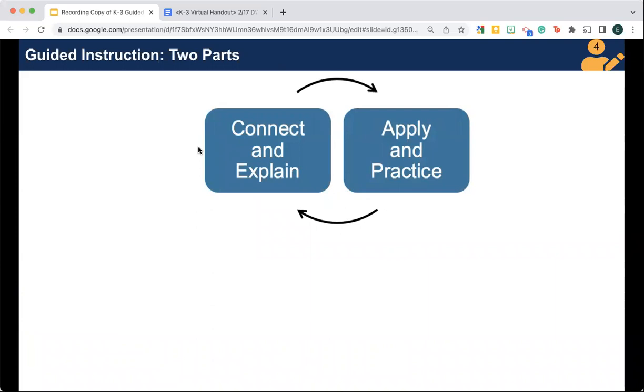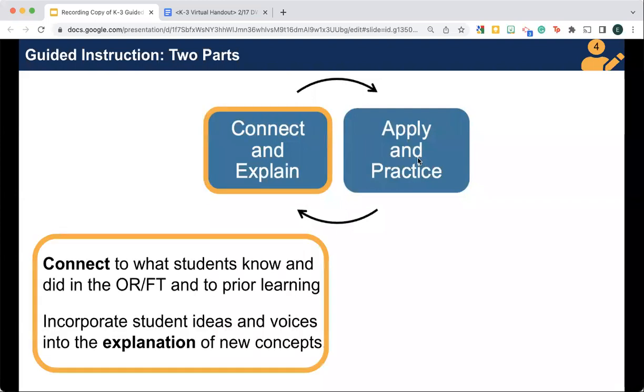In the video, she talked about guided instruction as having 2 parts: connect and explain, and apply and practice. Connect and explain is that part where the teacher models or demonstrates, or better yet, co-constructs knowledge with students by asking them questions. The teacher pre-identifies 1 or 2 problems that students can walk through with the teacher together.